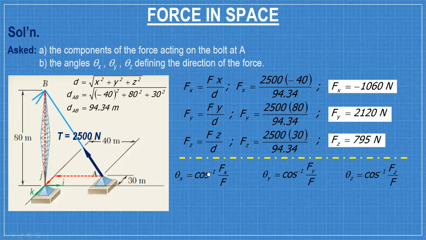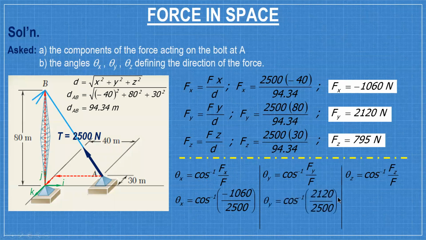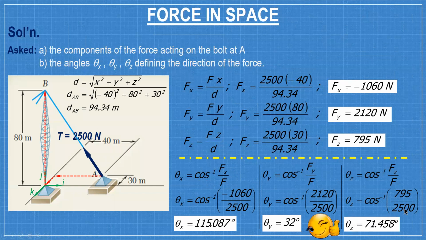So you substitute Fx, negative 1060, divided by 25, and you get the cosine inverse for theta X. Now theta X, theta Y, theta Z, you compute them. So these are the direction angles of this force of 2,500 newtons, more than the components.